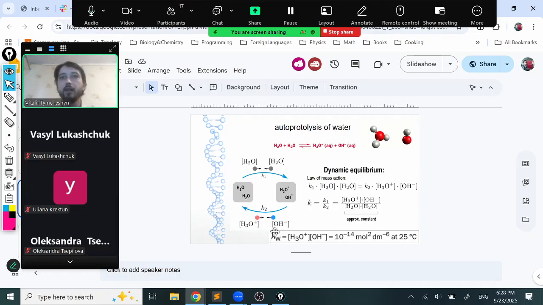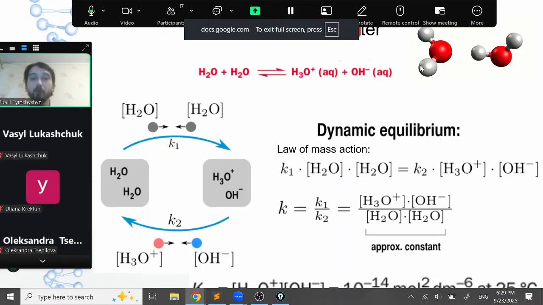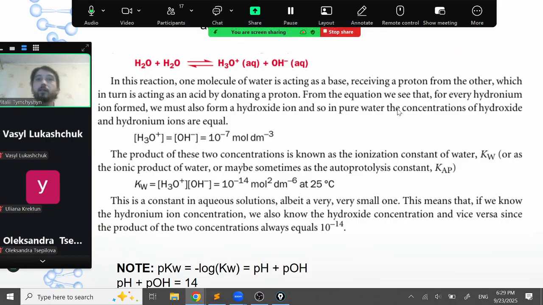We can define the constant Kw, that is basically the result of the multiplication of the concentrations of H3O plus and OH minus. This is an experimentally measured thing. At room temperature, 25 degrees C, it gives you 10 to the minus 14 moles squared per decimeter to the power of minus 6. So that's what we have. This is a measurable parameter. We can measure that.